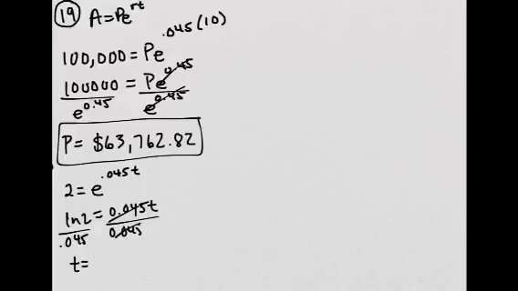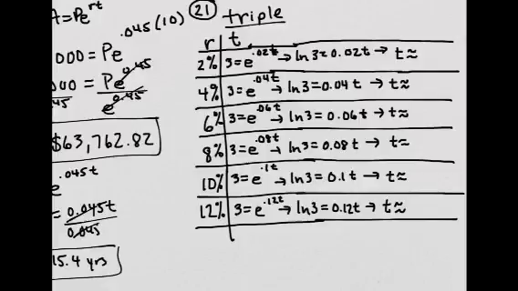So it takes 15.4 years to double. For 21, I went ahead and completed the table, but I changed the orientation so that it could give me space to show the work. Here's the original setup. We're tripling the money this time, that's why you see a 3 right here. And the rate is up here, and then the time.